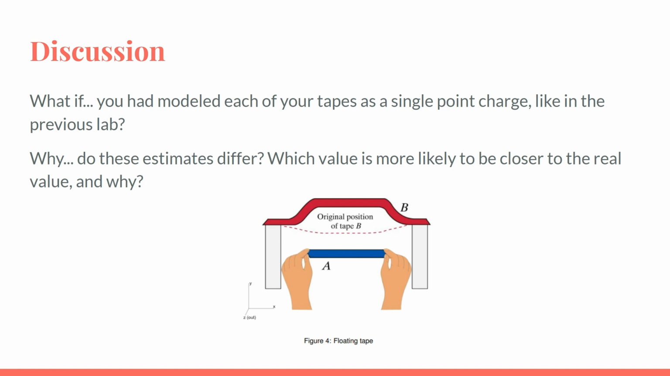This is because the first lab was very oversimplified. Taking a good sized piece of tape and assuming it to be a point charge is not accurate. So this lab is a lot more likely to be accurate.